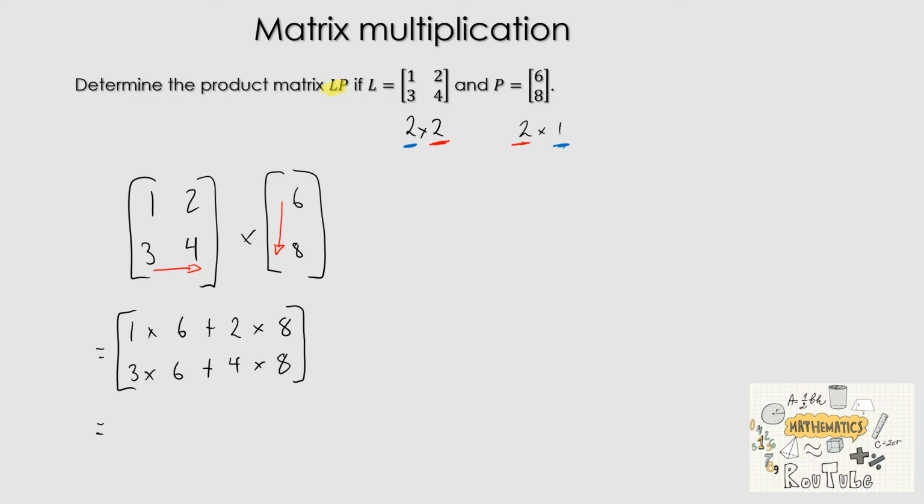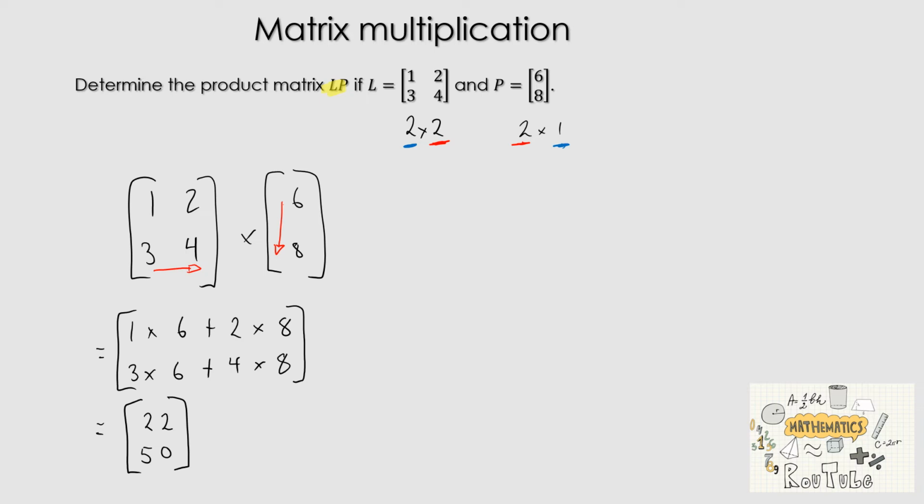Okay, so now we can just work it out as we would normally with any values and any operations. So we've got 1 times 6, which is 6, and then 6 plus 16, which should give you 22. And then the second row is 3 times 6, which is 18, and 18 plus 32, so 4 times 8 is 32, so 18 plus 32 gives us 50.